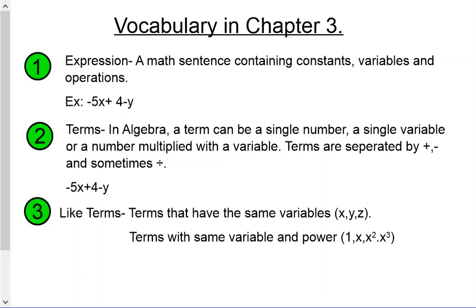Alright, to start this lesson, we're going to go through a few different vocabulary words. Right at the top of this lesson, you can just write these three vocabulary words and their definitions. The first one, expression. An expression is a math sentence containing constants, variables, and operations. In this example down below, we can see the 4 is considered a constant. We have variables x and y, and we also have operations, addition and subtraction.